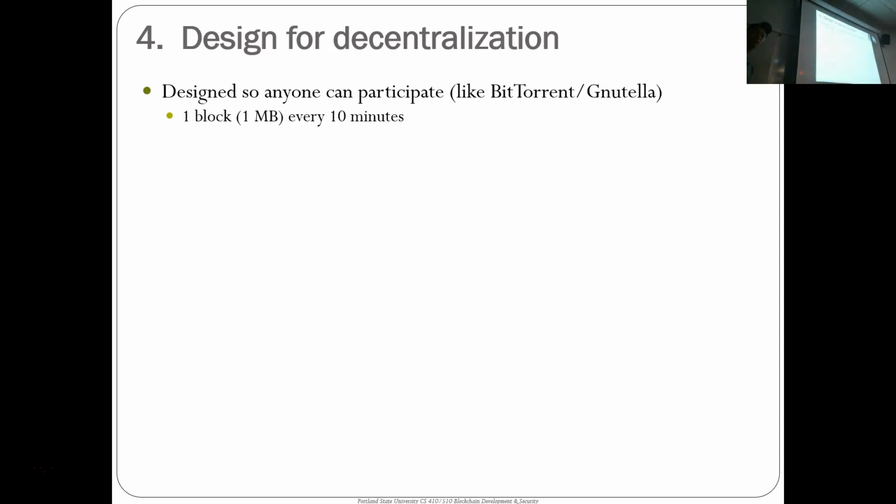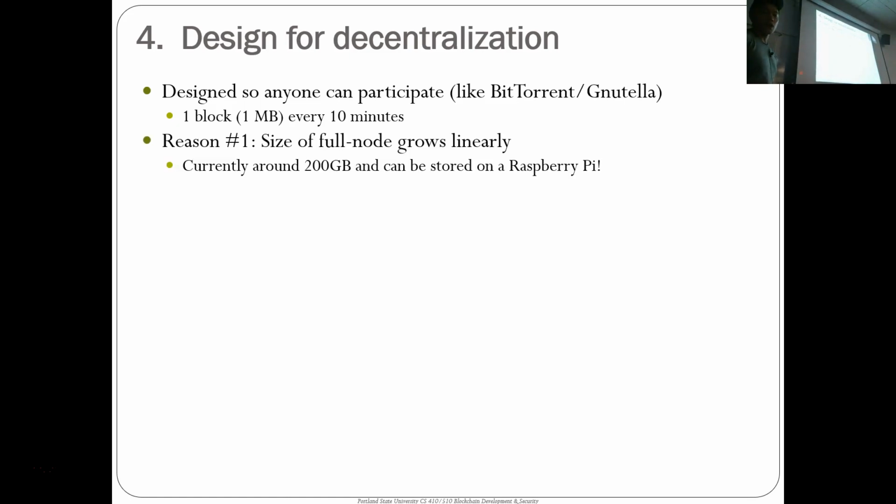Okay, so I'm going to talk about different aspects of the Bitcoin design. The first thing was it was designed for decentralization so that anybody could participate. And this is very much like BitTorrent and Nutella. The way they did this was to say, I'm only going to allow 1 block every 10 minutes. And one of the things this gets me is that the size of the full node now grows linearly. It's not going to be exponential. So I have a predictability of the size of that blockchain.